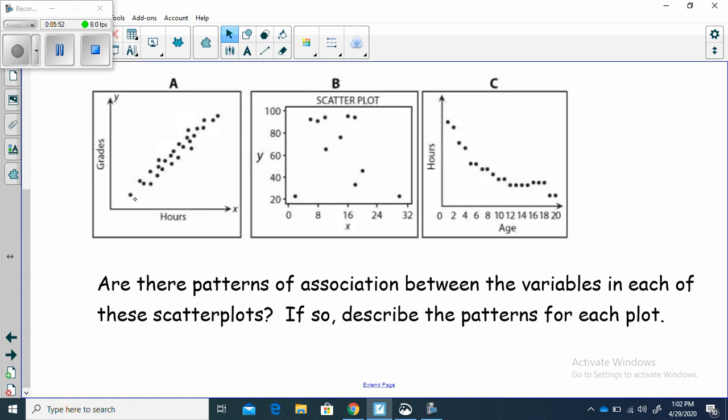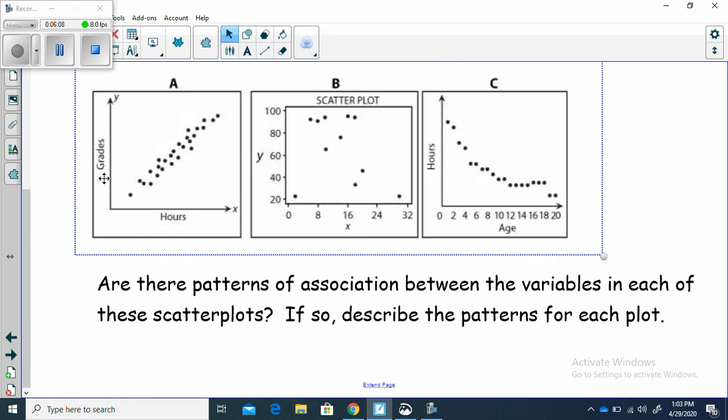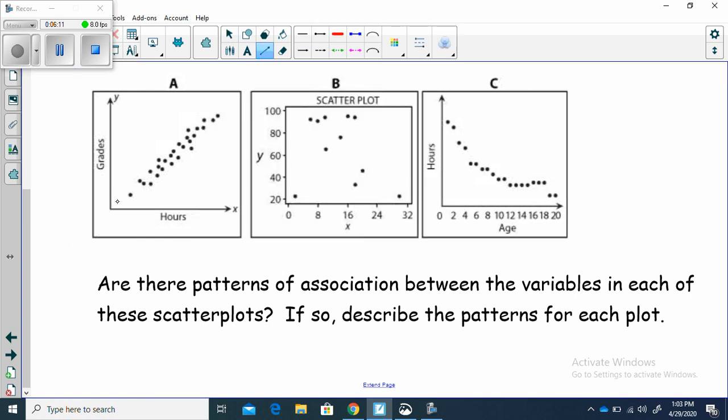Well, let's look at this one. As the number of hours somebody studied went up, the grades on the test went up, didn't they? So that's pretty linear. If I wanted to draw a line through here, I could draw a line that sort of fit the data, couldn't I? Let's look and see. If I started here and put a line through it, I could kind of put a line of best fit through there, couldn't I? All right.